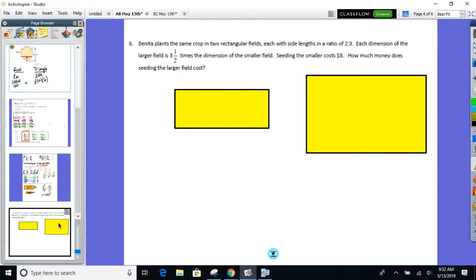2 rectangular fields, each with side lengths in a ratio of 2 to 3. Each dimension of the larger field is 3.5 times the dimension of the smaller field. You know what? I'm not a big fan of this one. Get rid of it. Sorry about that. We have to change that up for next year.